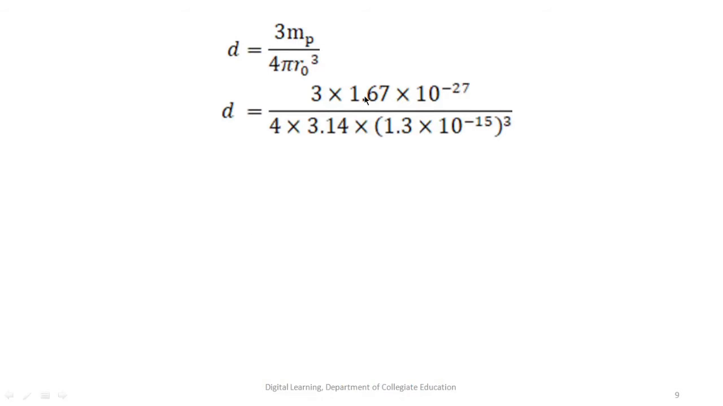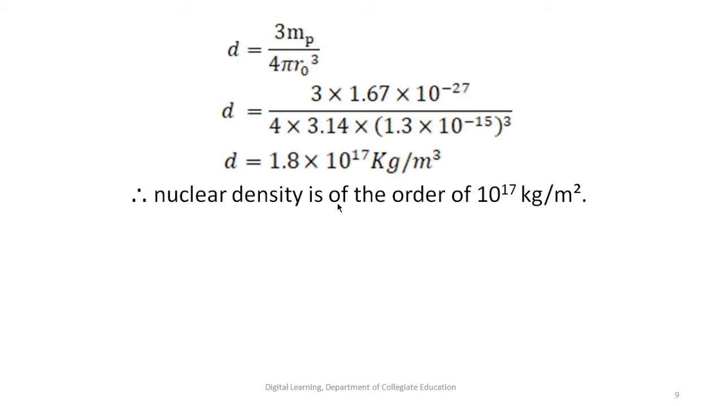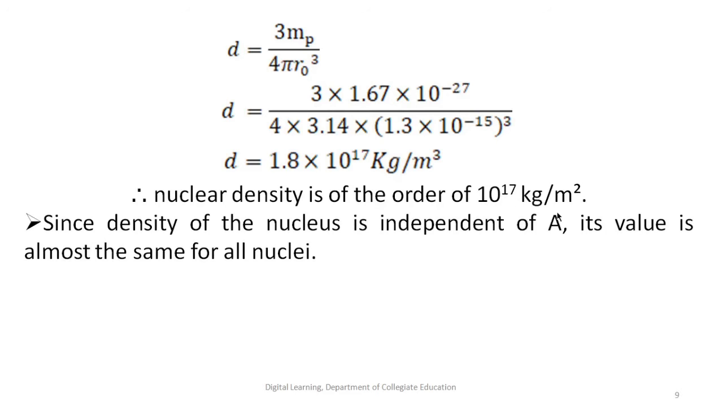Substituting the value of mp, that is 1.6 into 10 power minus 27, and r naught value is 1.3 into 10 power minus 15 whole cube, the density becomes 1.8 into 10 power 17 kg per meter cube. So the nuclear density is of the order of 10 power 17 kg per meter cube.